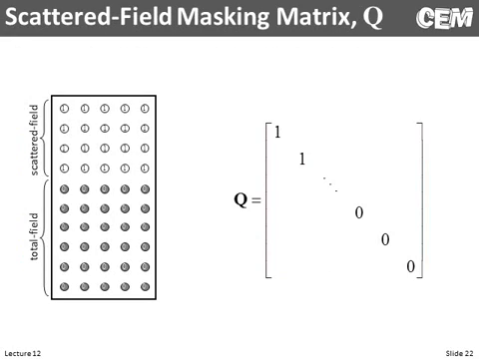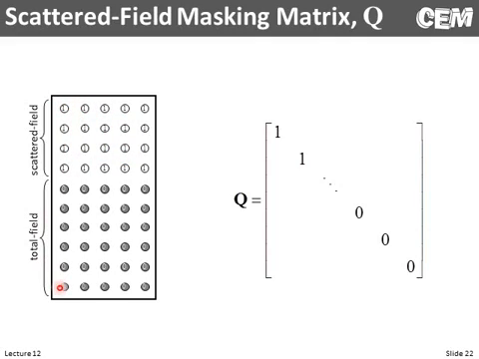The next step is we're going to construct a matrix Q, which we'll call the scattered field masking matrix. The way this works is we divide our grid up into two regions. We have our scattered field region and our total field region. We are going to fill in the total field region all with zeros. We'll fill in the scattered field region all with ones.